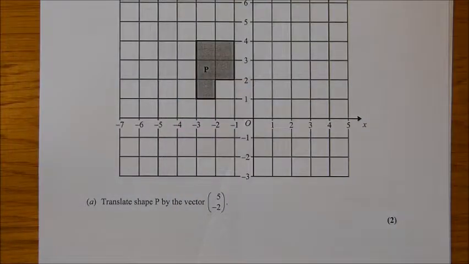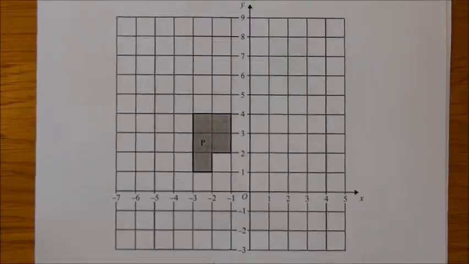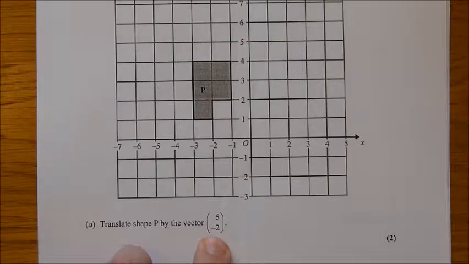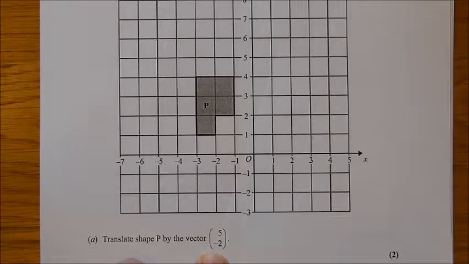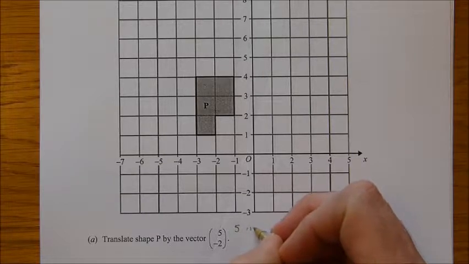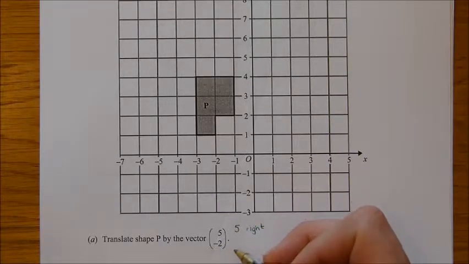Okay, next up, number 21. So we have a shape that we need to translate, and they've given us the vector here. Biggest place where people lost marks, they went in the wrong direction. The number on top tells us left or right, the number on the bottom is up or down. This is positive on the top, that means we're going to be going 5 to the right. This number on the bottom is negative, that means we're going to be moving 2 down.